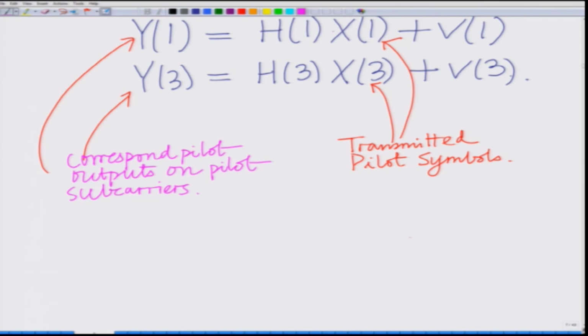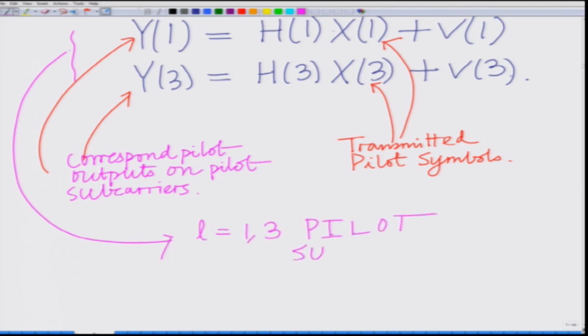So, these L equal to 1, 3 are your pilot subcarriers, and that is basically what we can see at this point. All right. So, let us stop this module here.